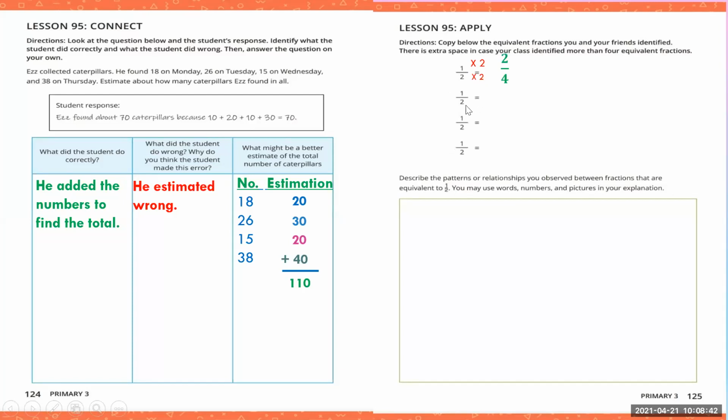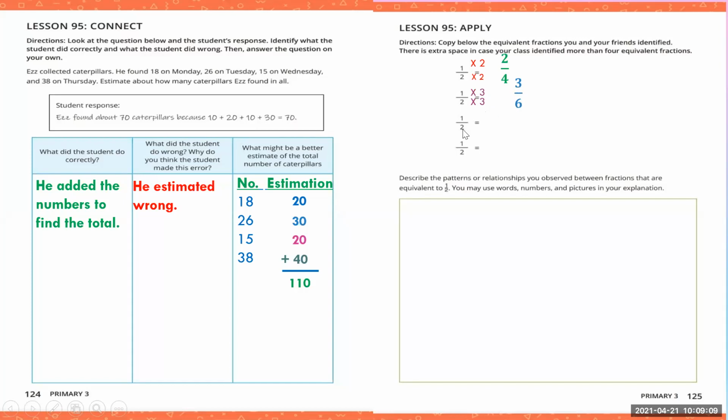The same we will do here, but we will multiply by 3. 1 times 3 equals 3. 2 times 3 equals 6. So 3 over 6. 1 over 2 equals 3 over 6.